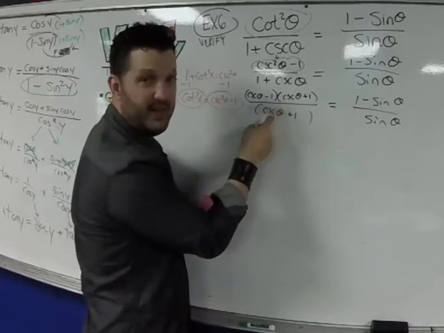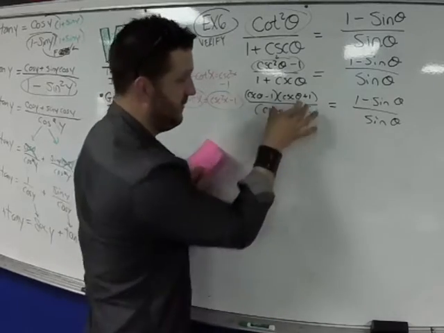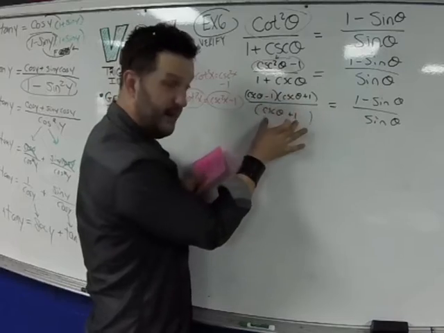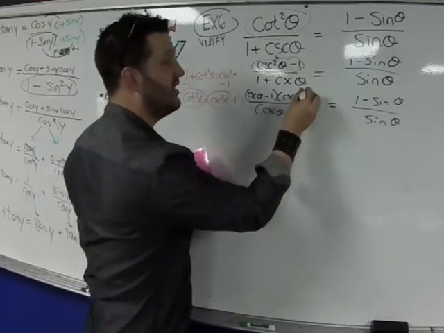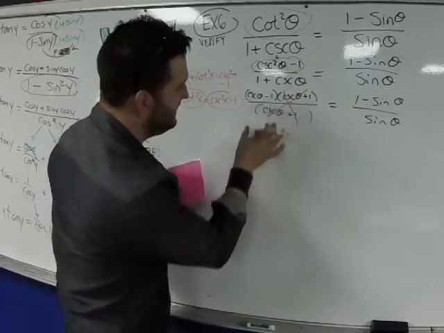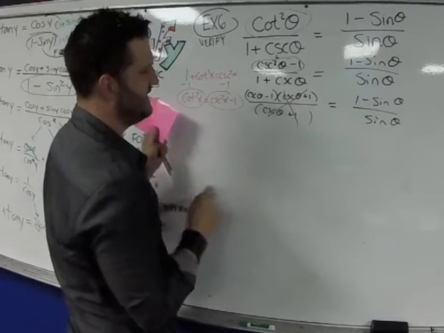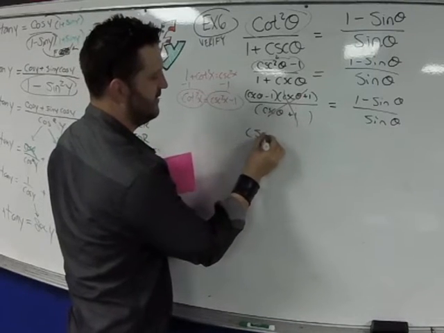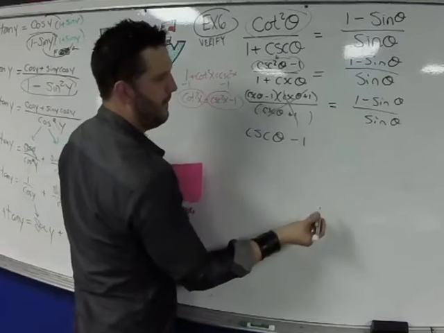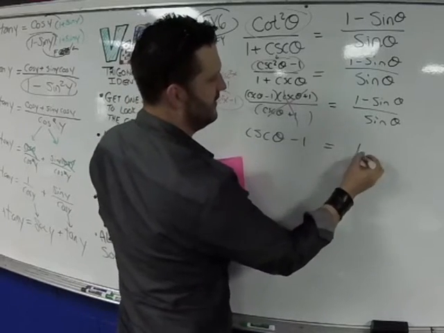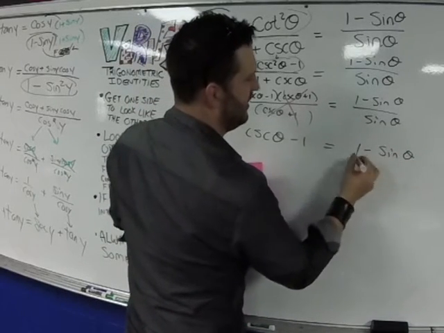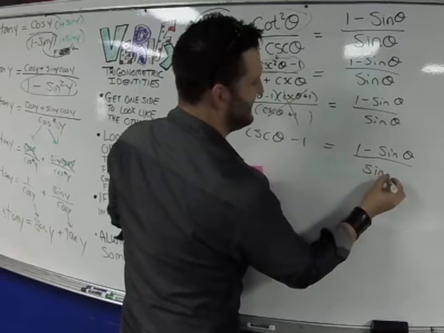The reason is I want them to be identical. If those two are identical, the binomial here in a parenthesis and the binomial here in a parenthesis, I can cross it out. That leaves you with just CSC theta minus 1 equals 1 minus sine theta over sine theta.